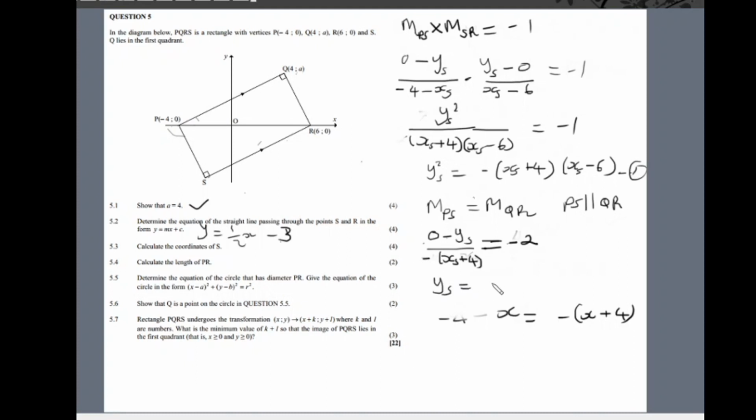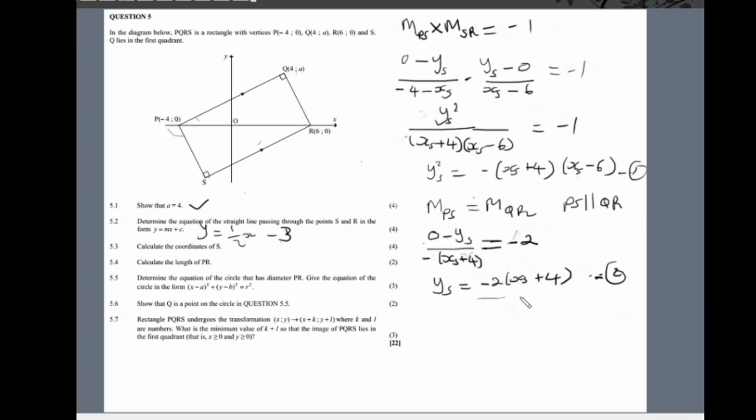ys is equal to minus 2 times xs plus 4. That will be my equation 2. And then now I can substitute: wherever I see y squared in equation 1, I'll substitute with minus 2 times x plus 4, right?